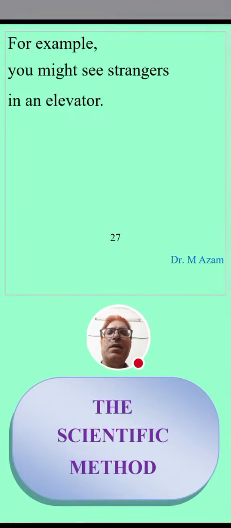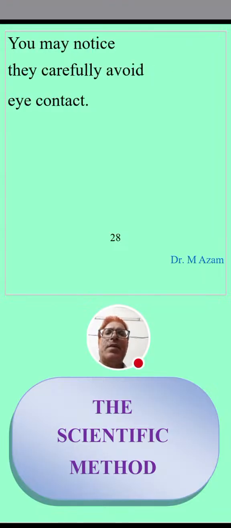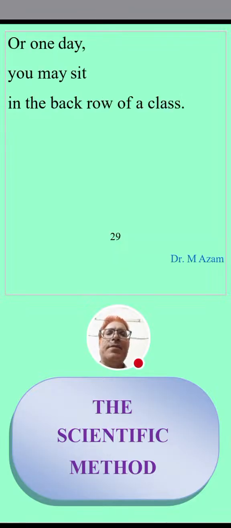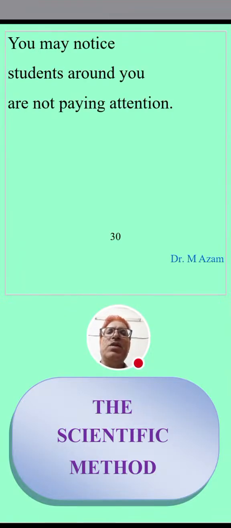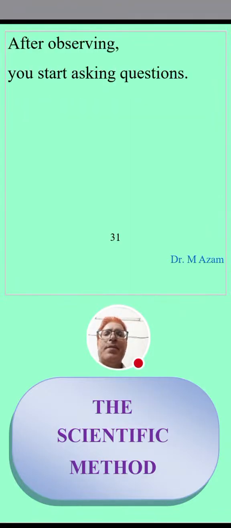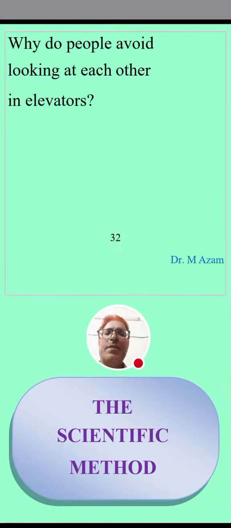For example, you might see strangers in an elevator. You may notice they carefully avoid eye contact. Or one day, you may sit in the back row of a class. You may notice students around you are not paying attention. After observing, you start asking questions. Why do people avoid looking at each other in elevators?